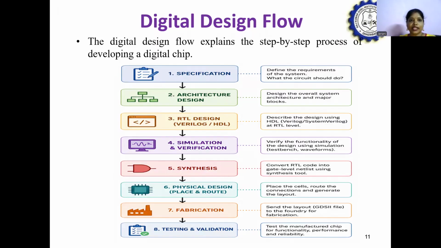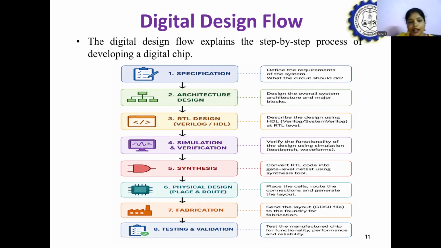design flow. Generally the digital design flow explains the complete procedure of designing a chip, starting from the idea into the final manufacturing product. So here we are going to see the step-by-step process of developing a digital chip. The first stage is nothing but the specification. Generally the specification describes what the chip should do. Here we are going to define the functionality and the requirements of the complete system.